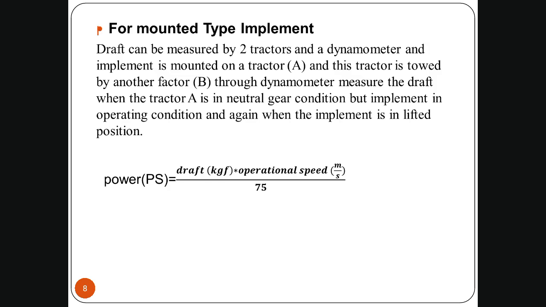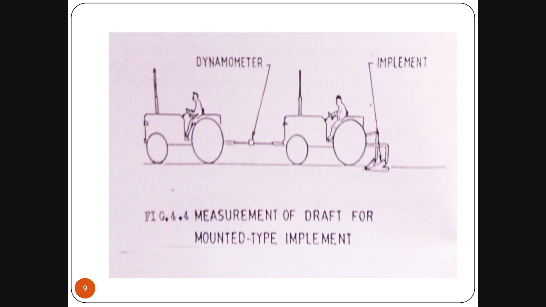Now for the mounted type, the implement draft can be measured by two tractors. The implement is mounted on a tractor, and this tractor is towed by another tractor through the dynamometer to measure the draft when the tractor is in neutral gear condition but the implement is in operating condition, and again when the implement is in lifted position. So you can see how to measure the power: power is equal to draft into operational speed by a constant. This is actually the position for how to measure the draft of a mounted type of implement.